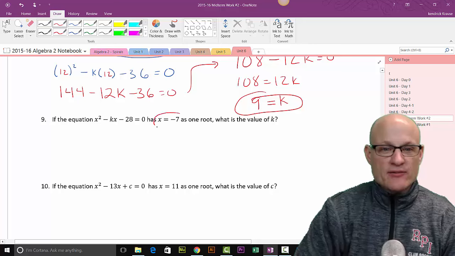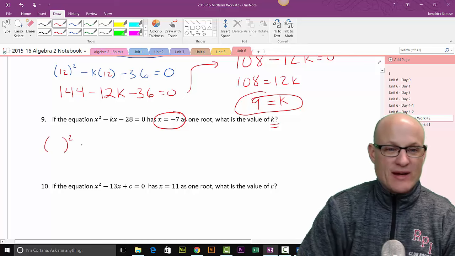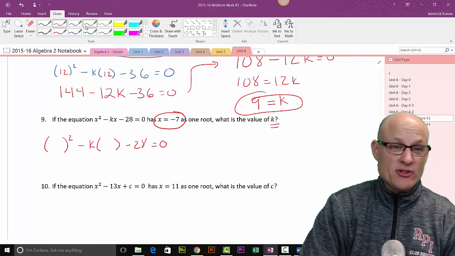x equals negative 7 is one of the roots. What's the value of k? So we're going to plug it in. But everywhere you see an x, put parentheses, Patrice. Oh my God, Patrice is back out. Don't make any mistakes, Patrice. Oh my gosh, Miss Newman, she's crazy.